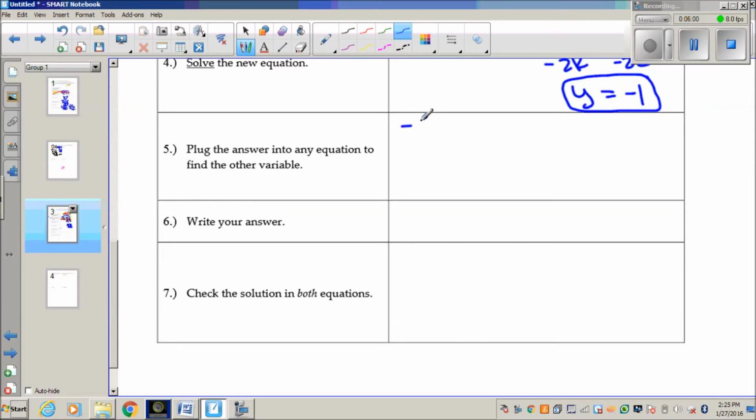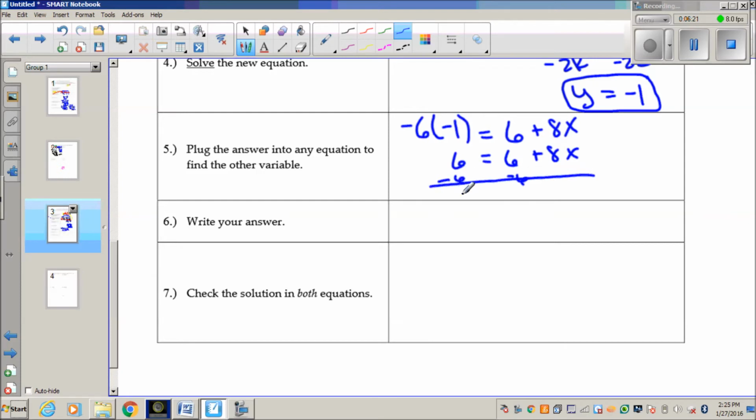So I have negative 6 times negative 1 is equal to 6 plus 8x. Negative 6 times negative 1 is 6, equals 6 plus 8x. I'm going to subtract 6 from both sides. So 0, 6 minus 6 is 0, which is fine. 6 minus 6 is 0 here, equals 8x.